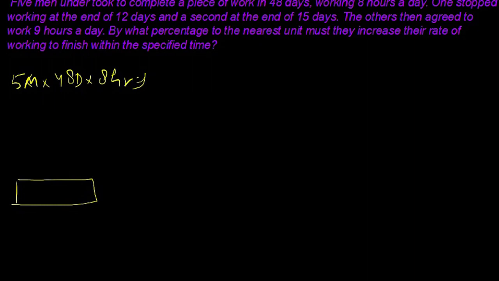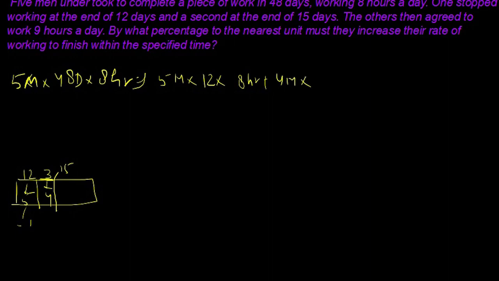One stop working at the end of 12 days. So first 12 days, how many people are there? 5 people are there. So 5 men, they are working for how many days? 12 days. And how many hours? Obviously 8 hours a day. Then what happened? Then one of them has left, and after the 15th day, meaning for the next 3 days, 4 people are there. So 4 men, 3 days, and 8 hours a day they worked.